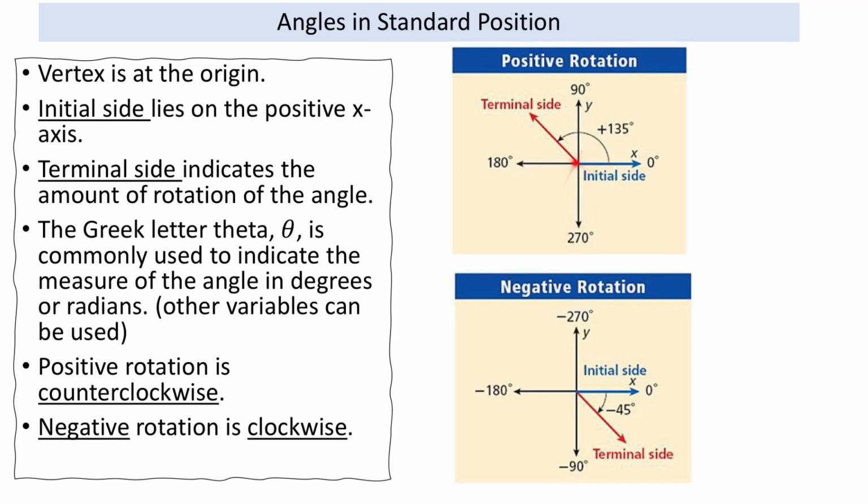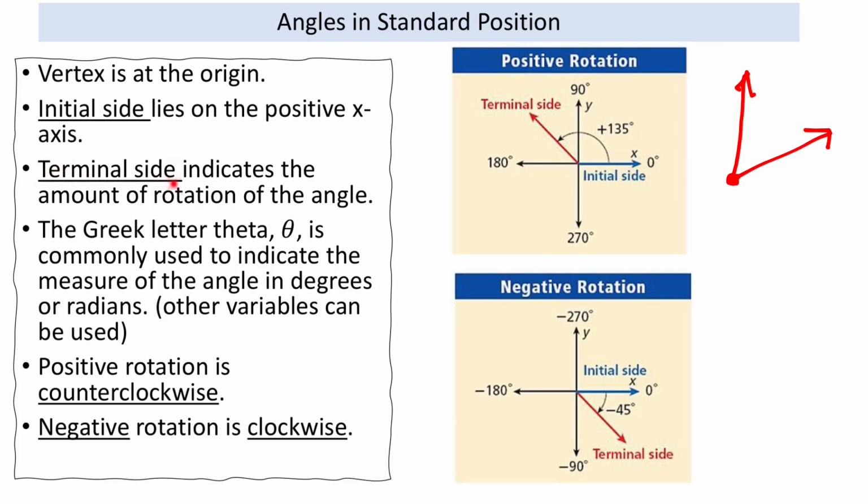We say the vertex is at the origin, and what we mean by a vertex is that this point right here is the vertex. The sides of your angle are rays. The initial side, we say, lies on the positive x-axis. So here's my initial side, which lies on the positive x-axis.